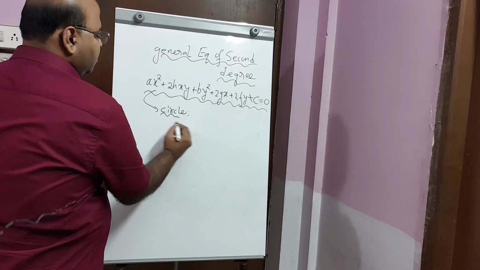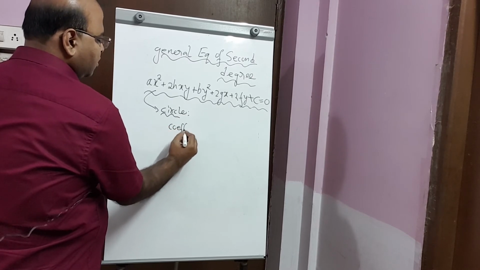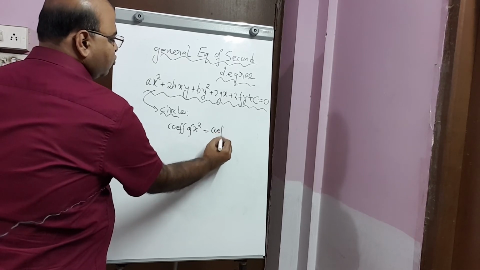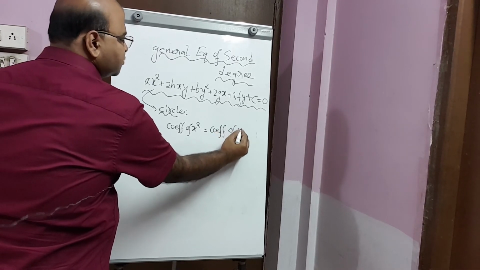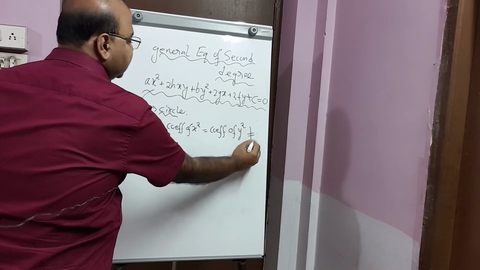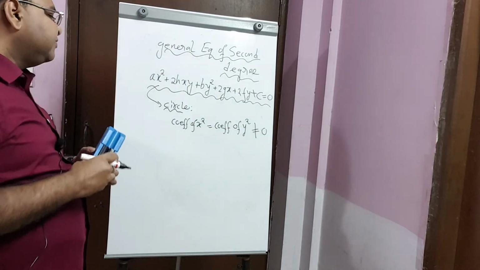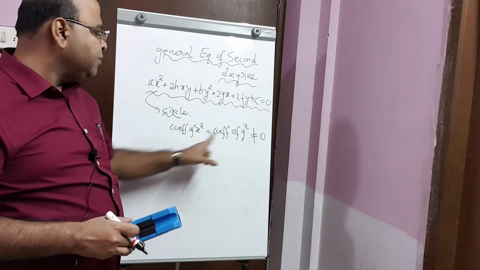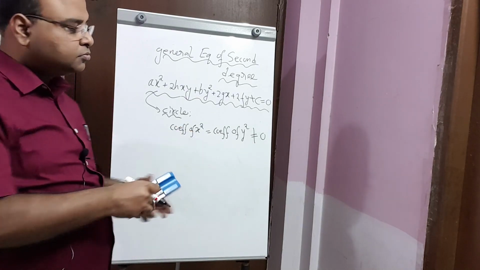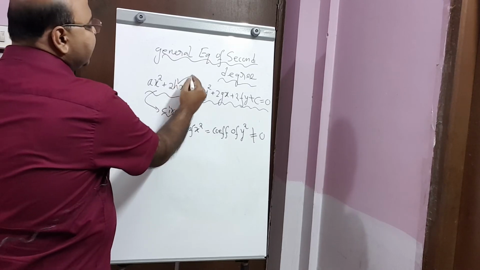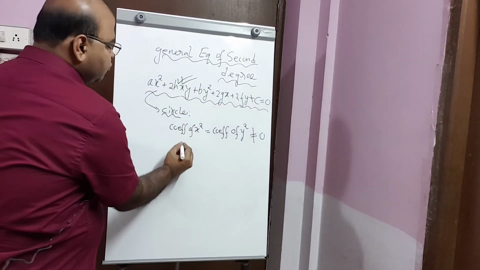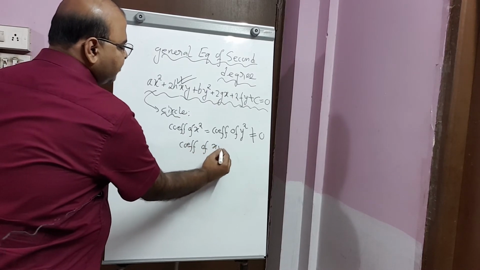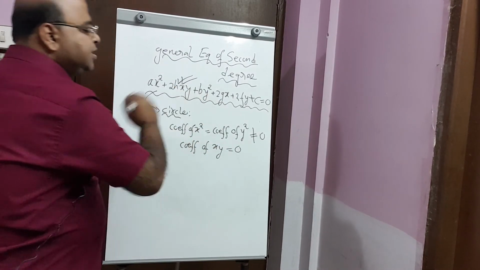if the coefficient of x square is equal to the coefficient of y square and they should not be 0. This is the first condition. Coefficient of x square term must be equal to coefficient of y square and both of them should not be 0. And there should not be any product term xy, that is, the coefficient of the product term xy must also be 0.